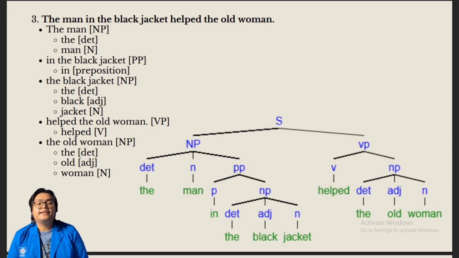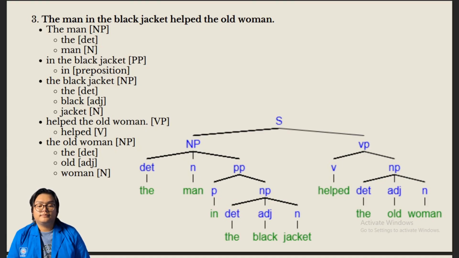"The man in the black jacket helped the old woman." "The man in the black jacket" is an NP, and "helped the old woman" is a VP. The NP consists of an NP and a PP. "The man" is an NP with the determiner "the" and the noun "man." "In the black jacket" is a PP, with the preposition "in." "The black jacket" is also an NP, with the determiner or article "the," "black" as an adjective, and "jacket" as a noun.